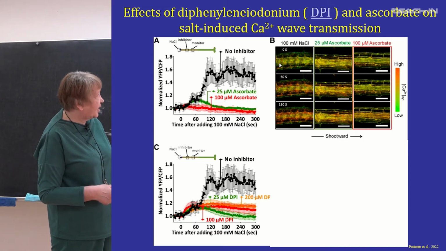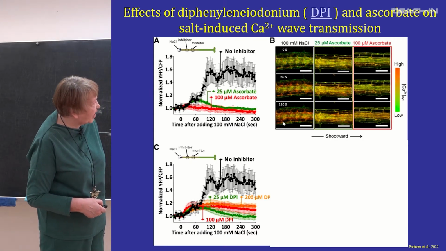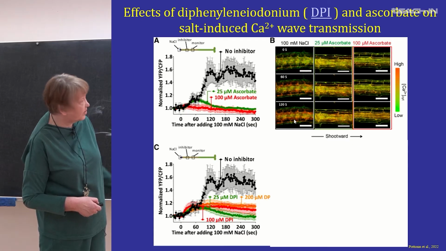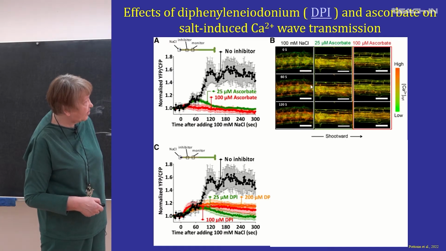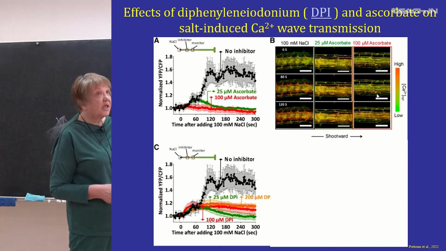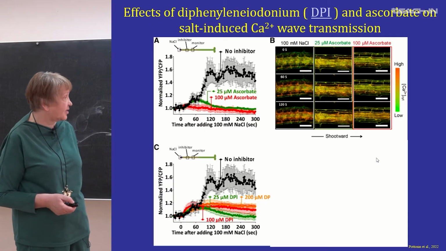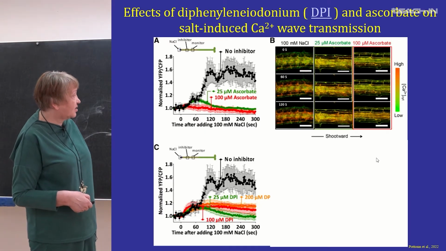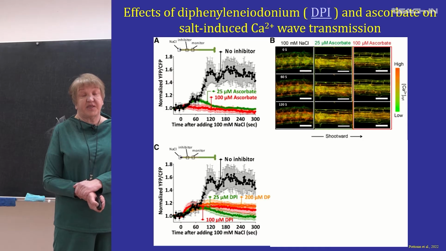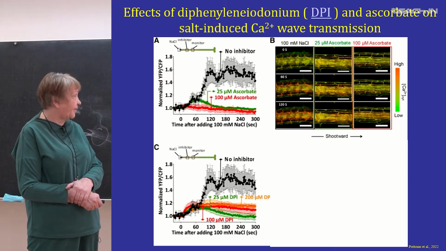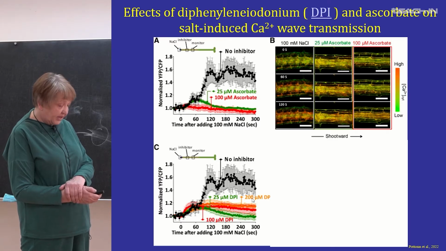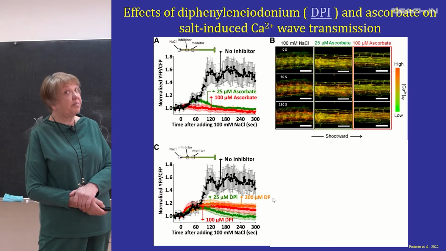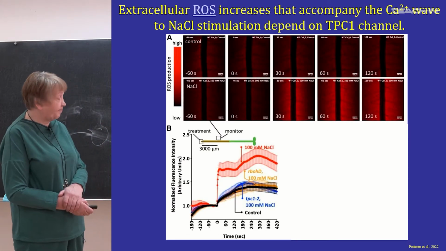And here is the increase. You see the red color shows higher calcium. And there is an increase, and there is no increase if you add ascorbate. Also, if you inhibit NADPH oxidase with DPI, you also don't see this increase. So what can be the problem?